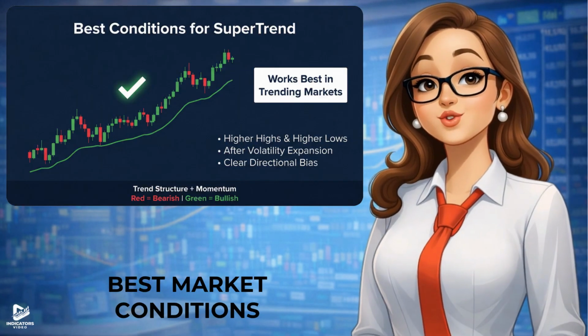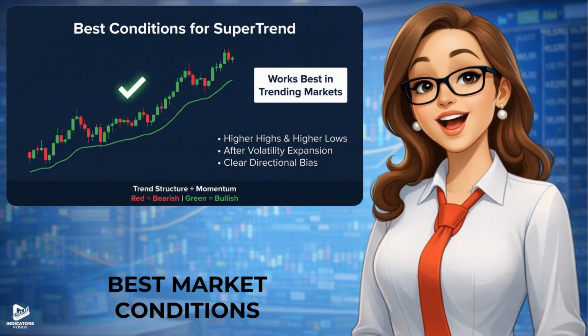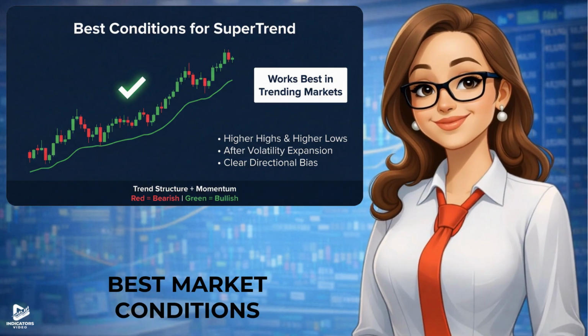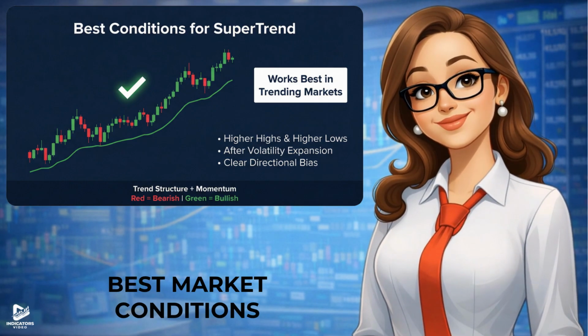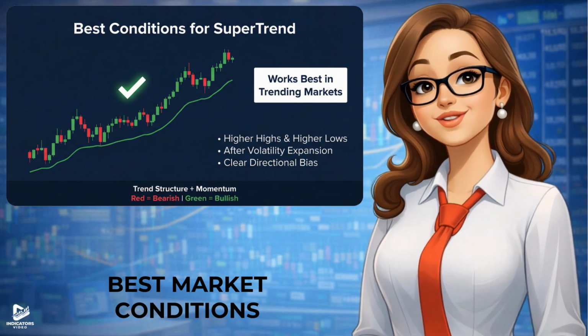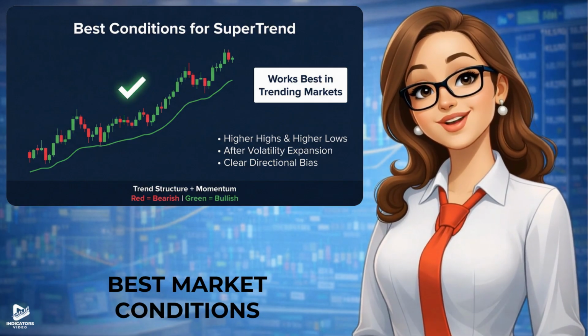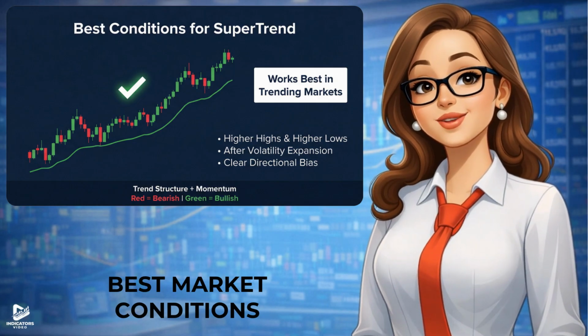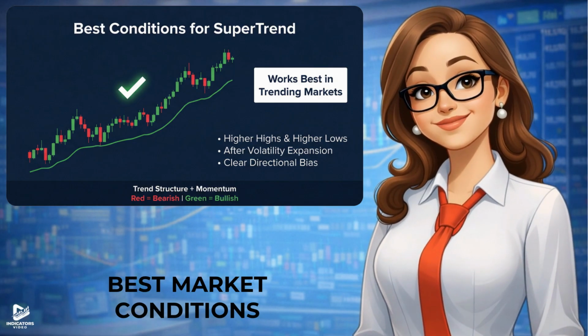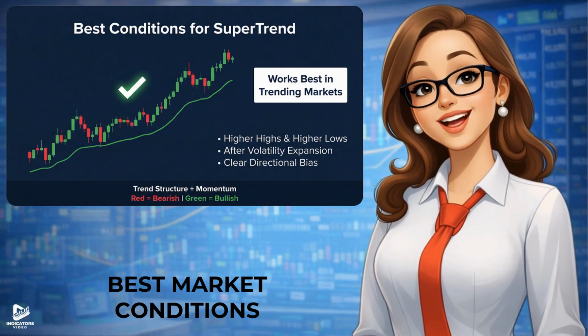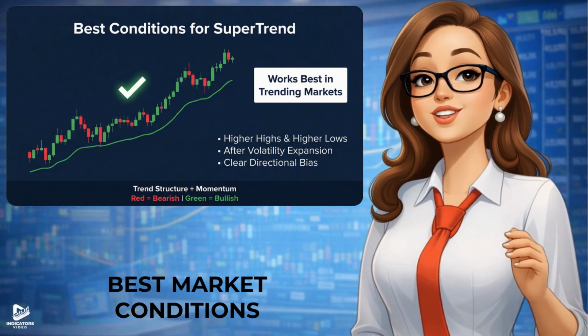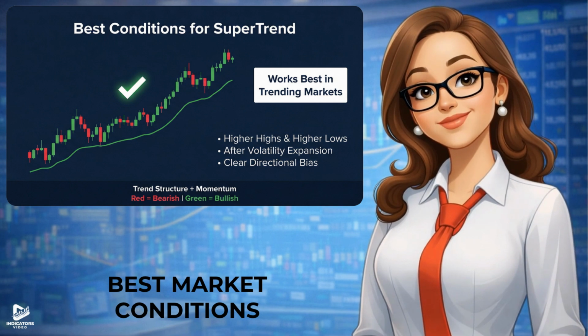SuperTrend performs best in trending environments. Higher highs and higher lows. Lower highs and lower lows. It performs even better after volatility compression. When markets move from contraction into expansion, a SuperTrend flip can carry strong continuation. Context always matters. Indicators don't work in isolation.